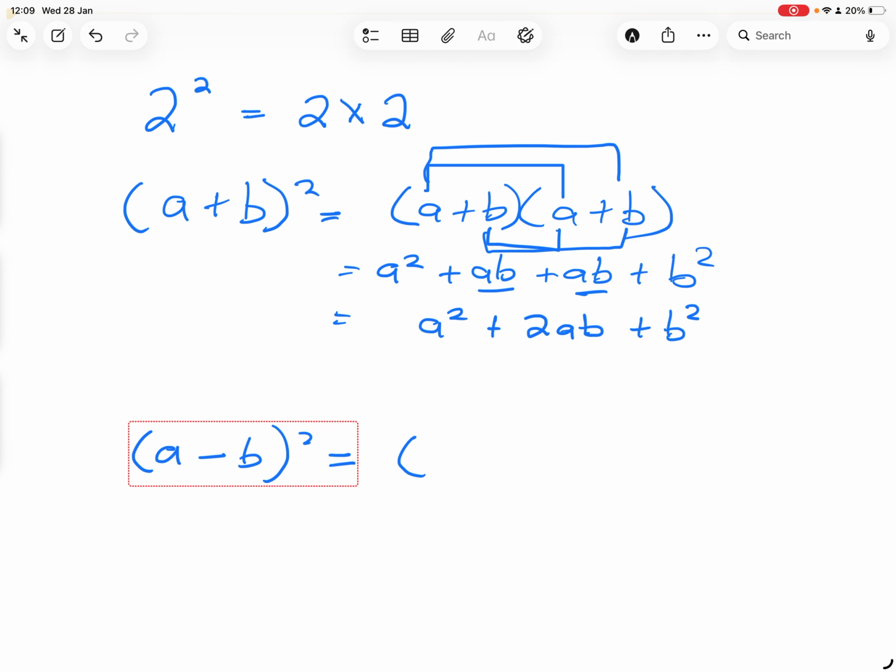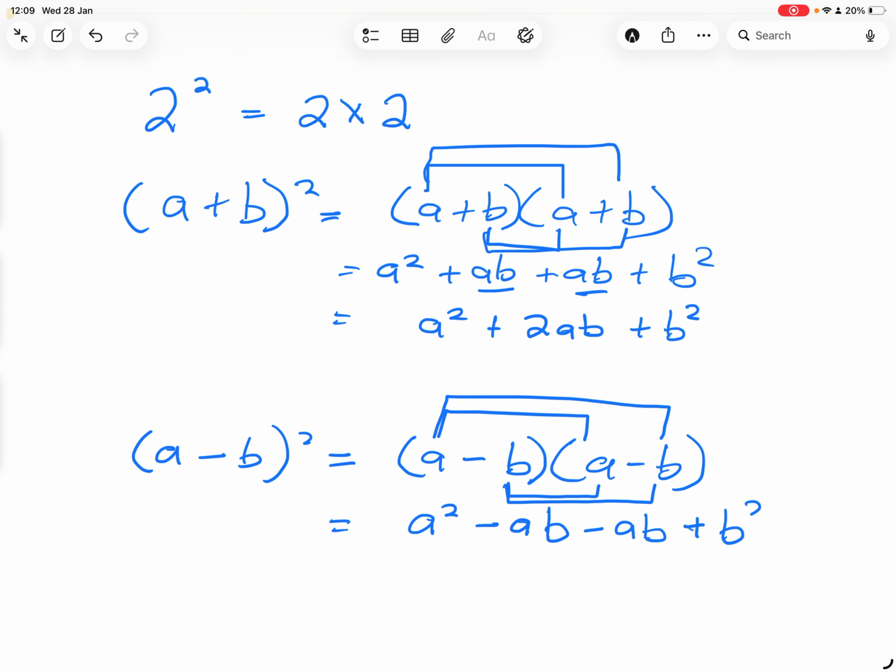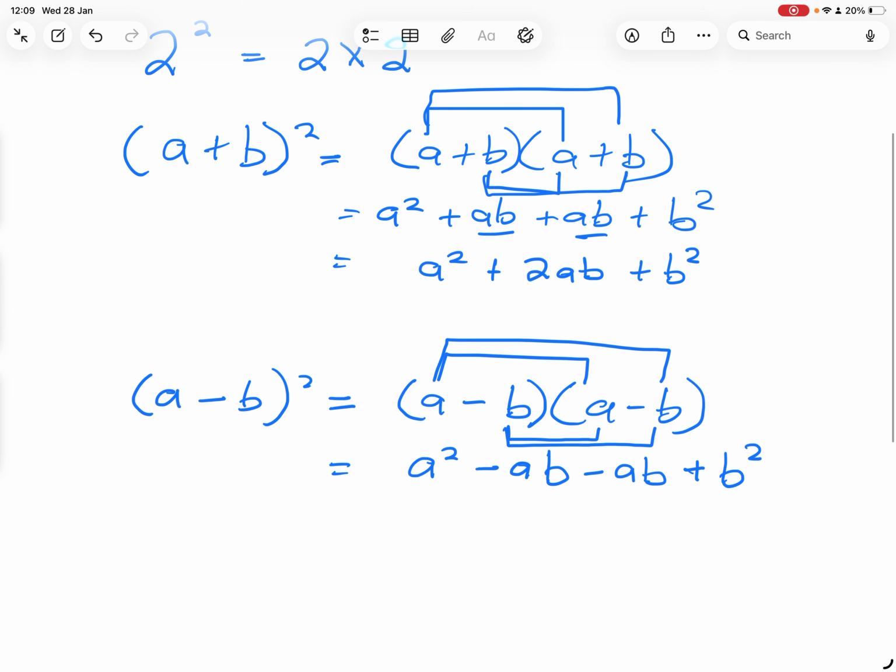So what am I going to have? I'm going to have a minus b into another a minus b. Remember, we started by saying a multiplied by a, that gave us a squared. A times negative b, that will give us negative ab. Negative b times a, that will give us another negative ab. And negative b times negative b will give us positive b squared. Remember, negative multiplied by negative gives us a positive.